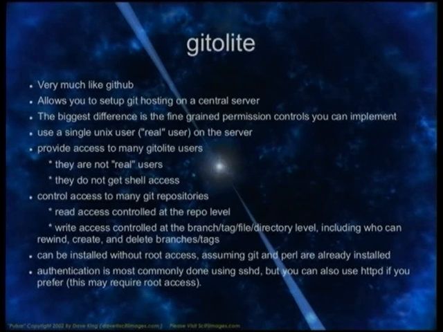That was very important. Write access was controlled at the branch, tag, file and directory level, including who can rewind, which was really important because we were all learning how to code in Python at this point, and who can create and delete branches. It can be installed without root access, which meant that I could have hosting for our Gitolite repository on a supercomputer in the chem lab at my university, and I didn't have to have root access on that machine to do it. I would never have been able to get permission to have our repository on a supercomputer in the chem lab if I had needed root access. For authentication, you usually use SSHD, but you can also use HTTPD if you prefer. That may require root access. So we did it with SSHD and had no problems.